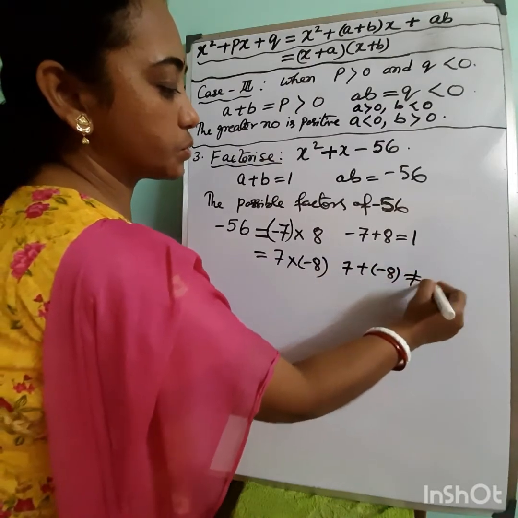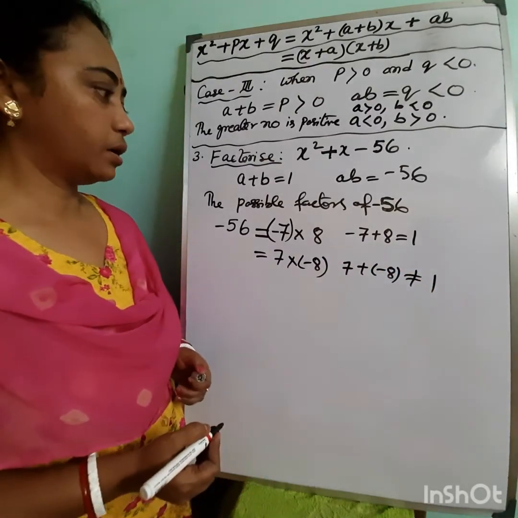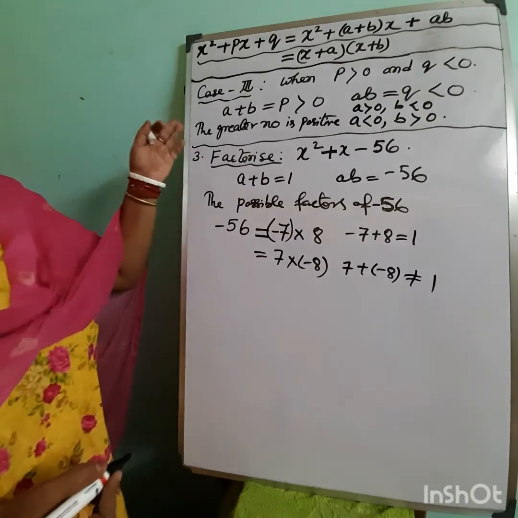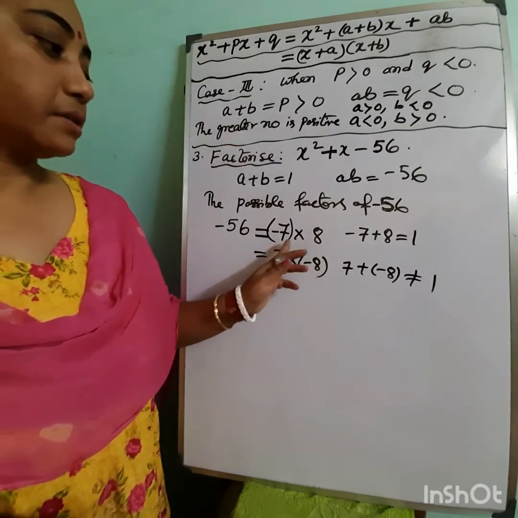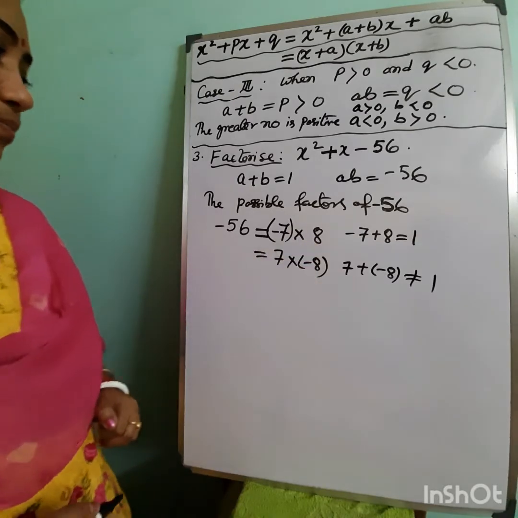is not equal to 1. That will give minus 1. So according to the case, the greater number should be positive. So here we take in these two factors 8 as the positive.